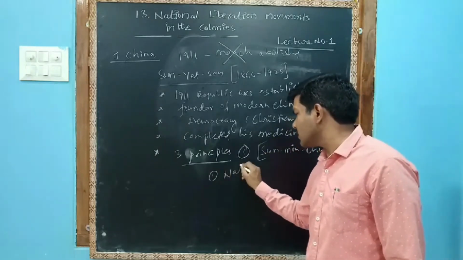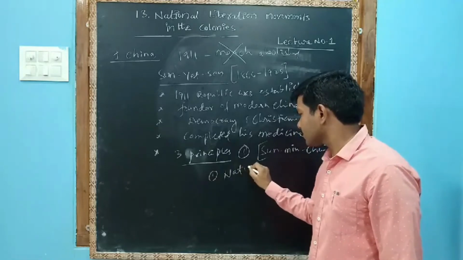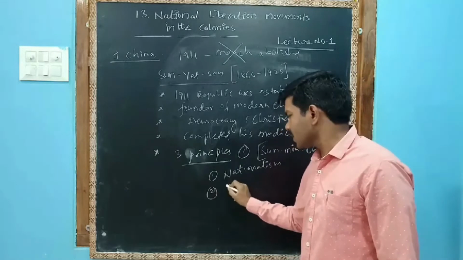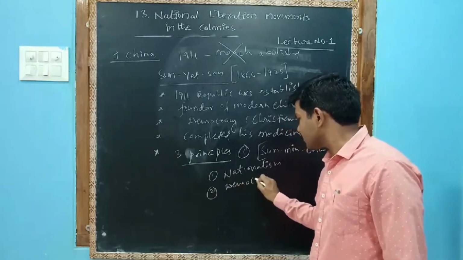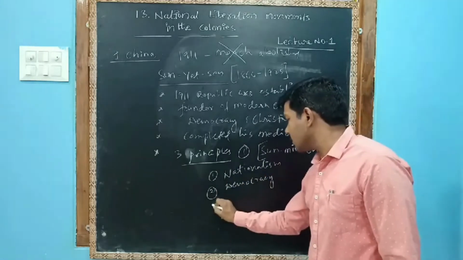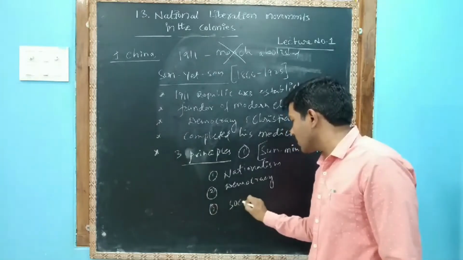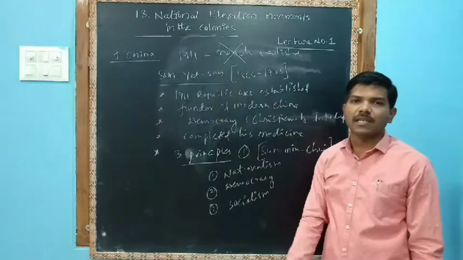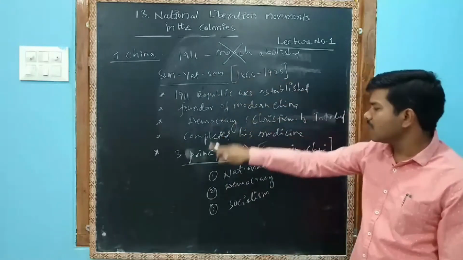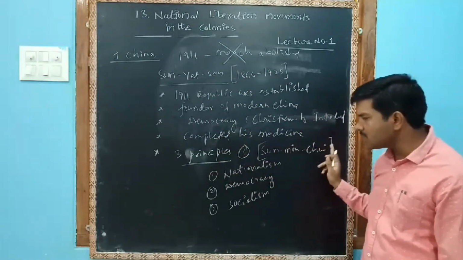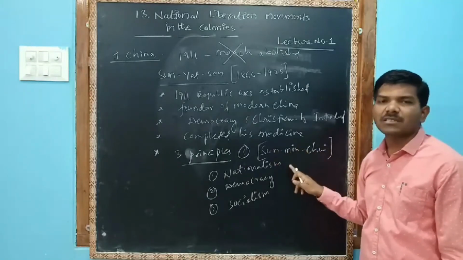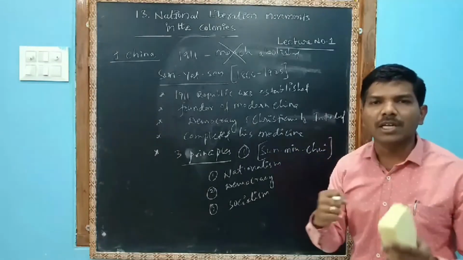First one, nationalism. Second, democracy. Third one, socialism. Three principles of Sun Yat-sen. These are Sun Min Chui. In the Chinese language, these are called Sun Min Chui. Nationalism means he wanted to develop nationalism.